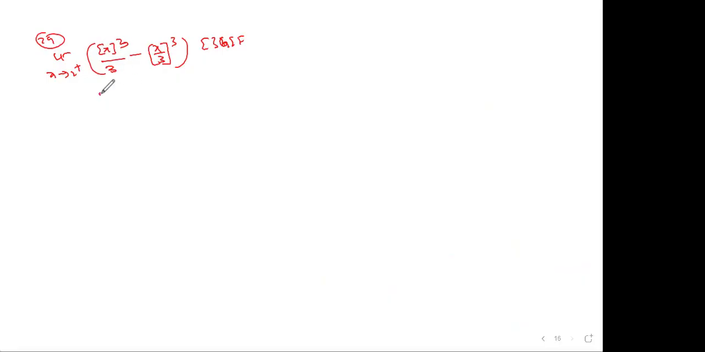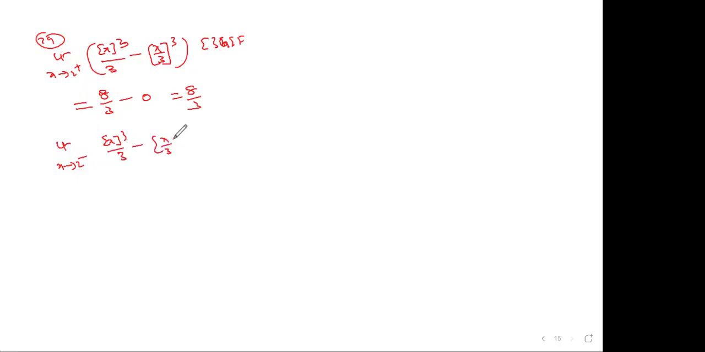2 cube means 8, so 8 by 3. Here, if I substitute 2, the fraction is 0, so simply you can write 8 by 3. Right, 8 by 3. But if it is 2 minus, if I say that, then the story is a little different now.